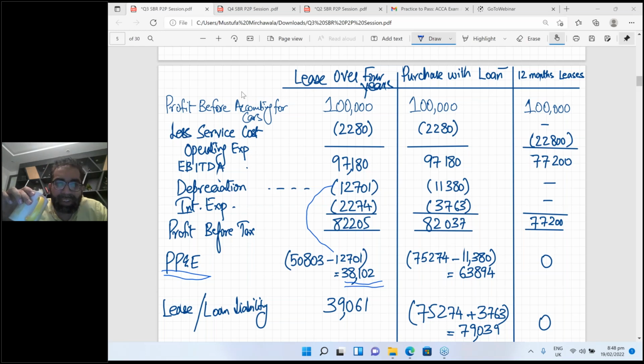Good. Be positive. Think good. EBITDA full name is earnings before interest, tax, depreciation and amortization. Dear student, I taught this yesterday.